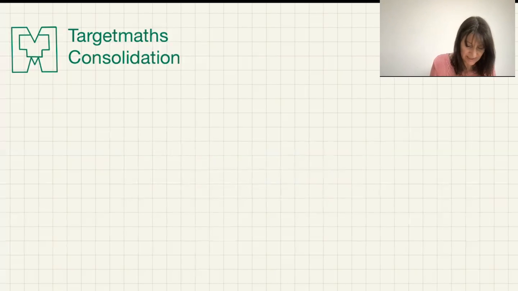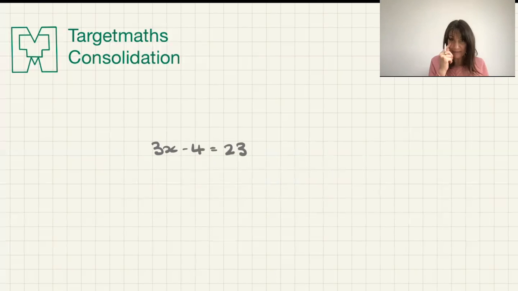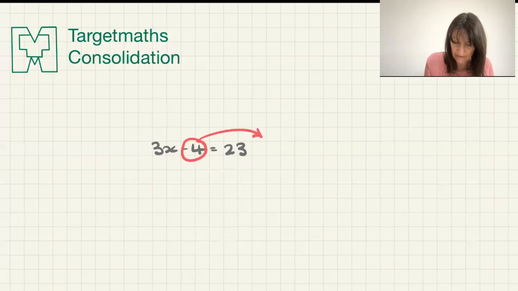Next question is 3x minus 4 equaling 23. Hit pause and press play when you're ready. Okay, so I'm looking at an equation. So I want to get x on its own. The last thing I say is the first thing I hop. So minus 4 is moving first. It's going to land as plus 4.